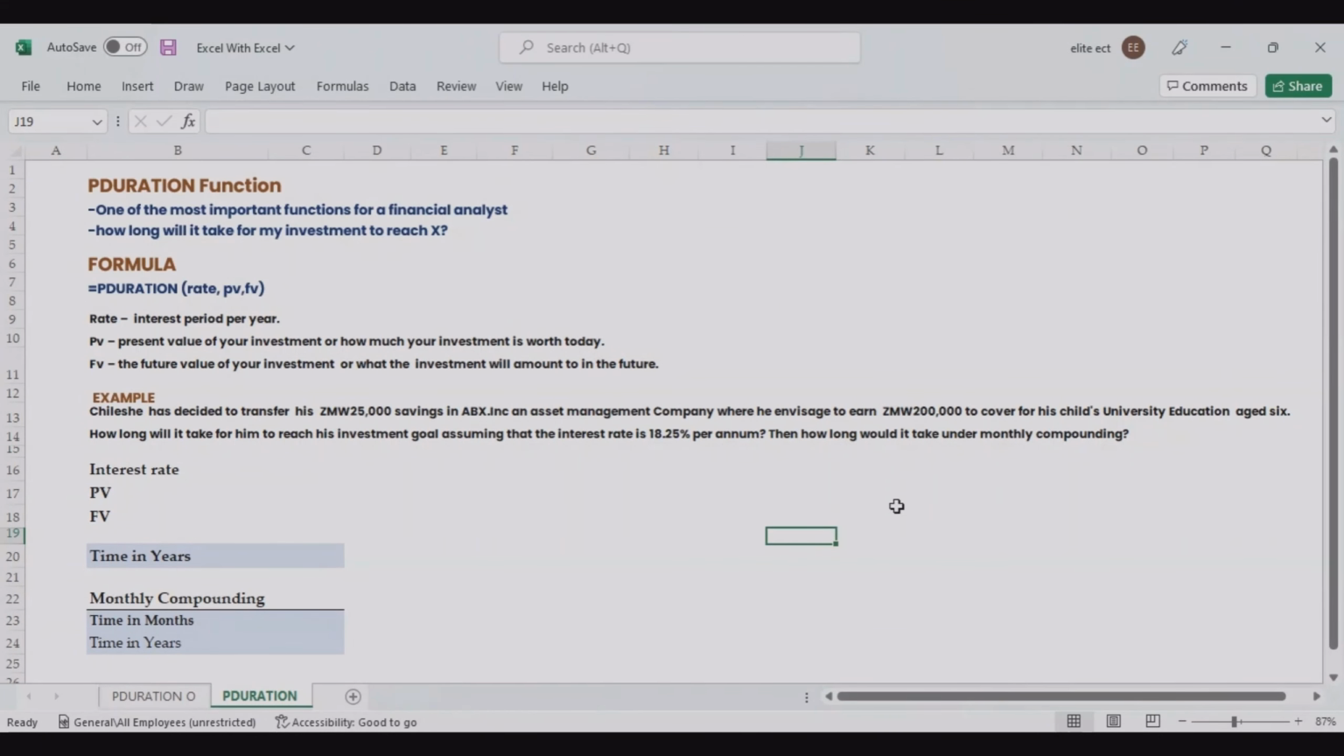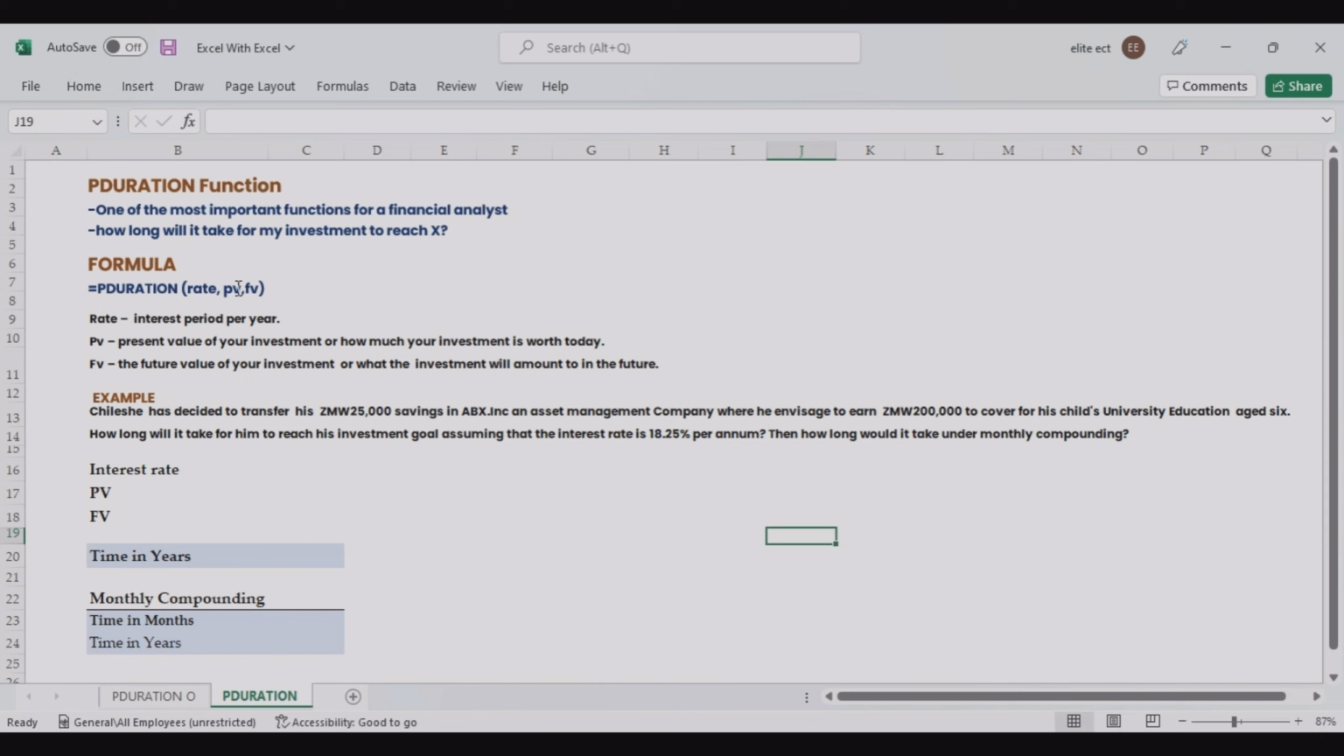Welcome to today's session. Today our function of interest is called the PDURATION function. This is one of the key functions in Excel that is used by financial analysts and investment analysts across the globe. It is very important as it helps us to answer the question: how long would it take for our investment to reach our target value?